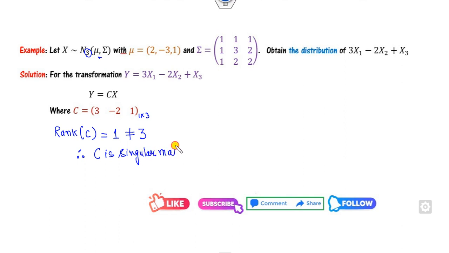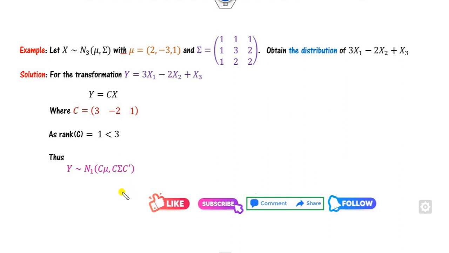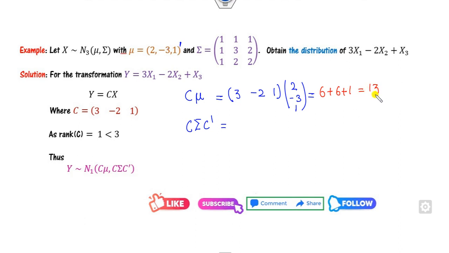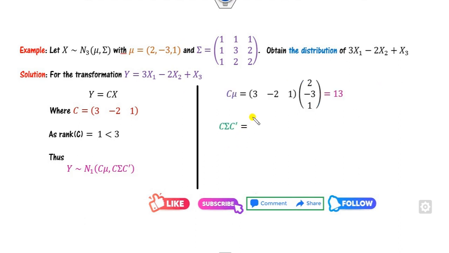Once C is a singular matrix, Y will follow the normal distribution. Rank is 1 with the mean C mu and C sigma C transpose. Now your target is to find these two numbers, C mu and C sigma C transpose. I can substitute the value of C, 3, minus 2, 1. What is the mu? 2, minus 3, 1. Remember, this is always a column vector. So can you multiply them? It is 6 plus 1, which is 30.